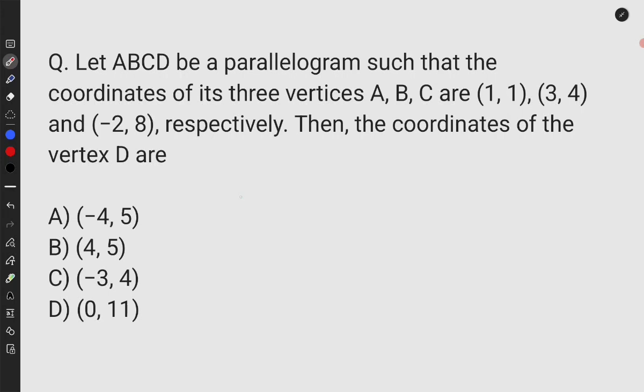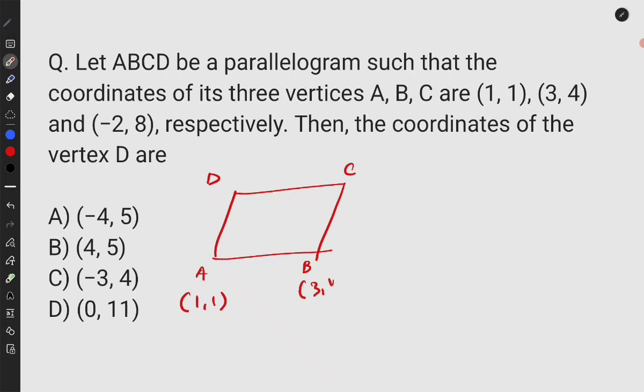Let A, B, C, D be a parallelogram such that the coordinates of its three vertices A, B, C are (1, 1), (3, 4) and (-2, 8) respectively. Then the coordinates of the vertex D. If I draw this, it will look like this. Let's say this is A, B, C and D. This is (1, 1), this is (3, 4), this one is (-2, 8) and this one is (x, y).